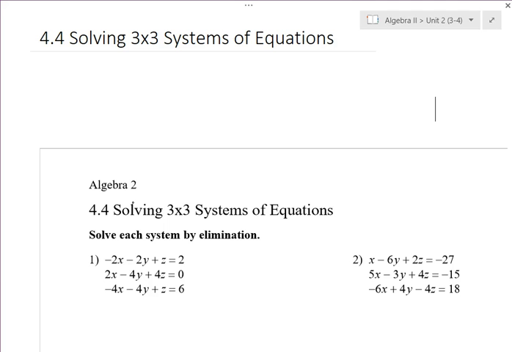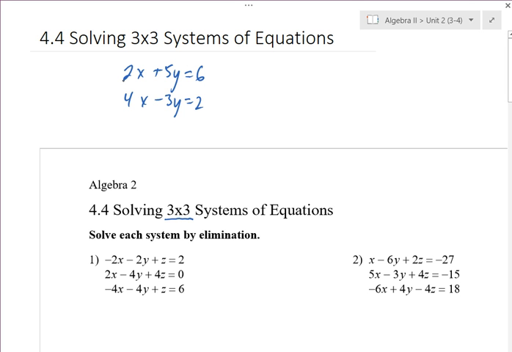Okay, so today we're going to look at solving 3 by 3 systems of equations, which means we have 3 equations with 3 unknowns. That's why it's called 3 by 3. Last year in algebra, we did problems like this, where you had something like, let's say, 2x plus 5y equals 6, and maybe 4x minus 3y equals 2.